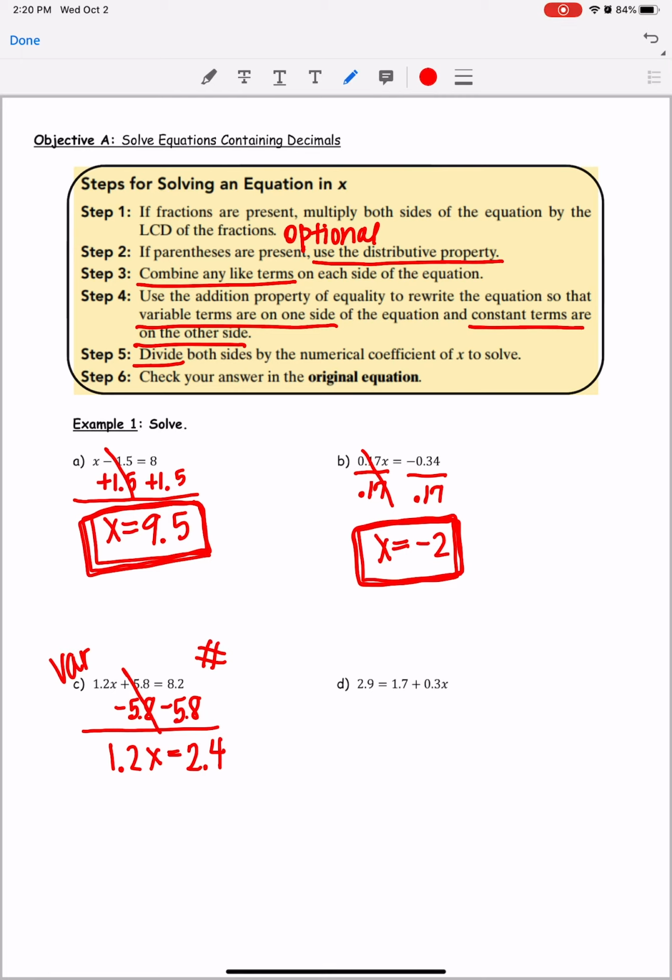Then my last step is to divide. That's 1.2 times x. The opposite is to divide. So we'll divide that over. And we'll get x equals, put this in your calculator, we're going to get a nice even 2.